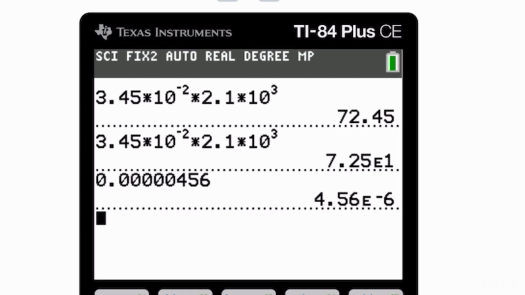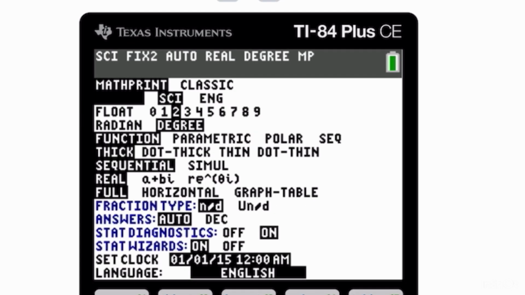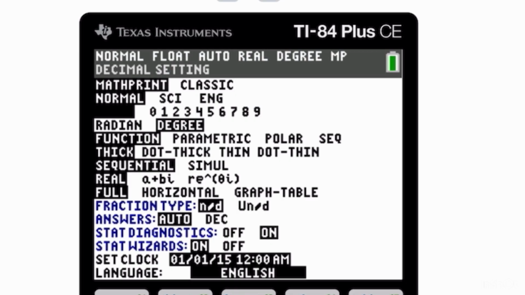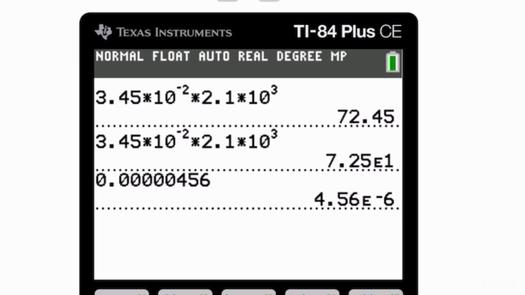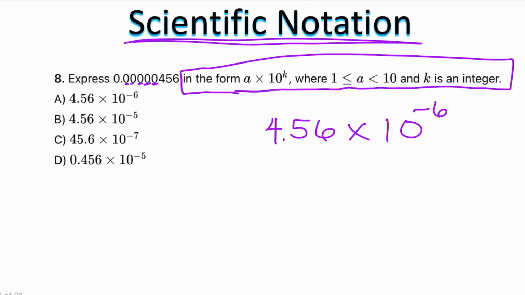So the answer is going to be A. Again, in the calculator, if you switch this to scientific mode, switch it back. Go back to mode, make it normal, and then press enter for it to float. And that way you're ready for the rest of the questions that you have to answer. So once again here, the answer was just A.